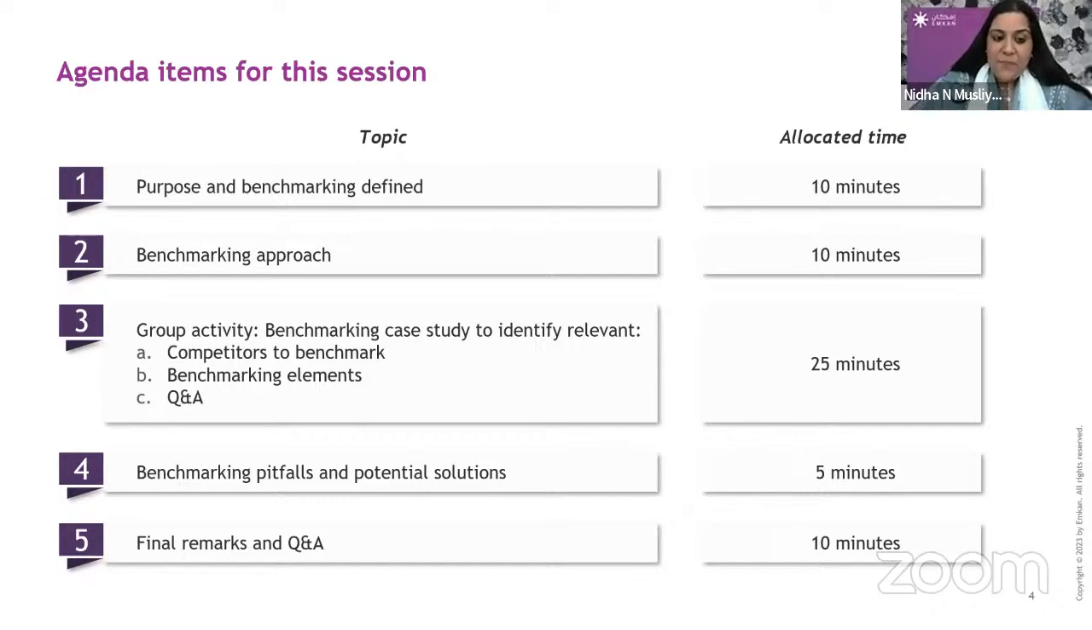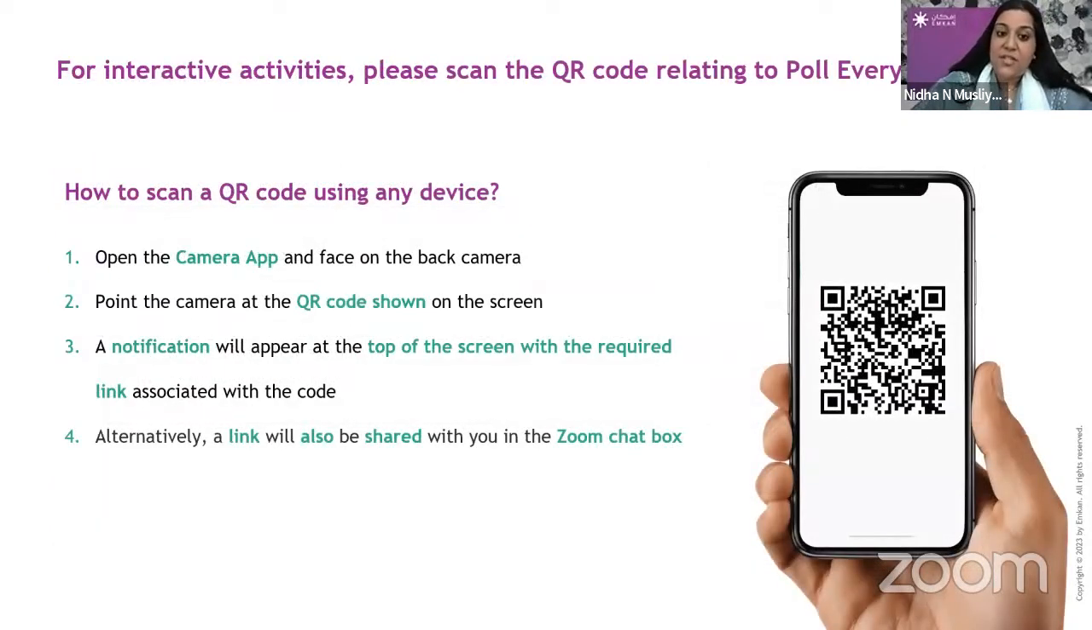Okay, next slide. So we want to make this session as interactive as possible. And so we seek your input, we seek your questions. So please have your camera ready. When the QR code appears, you just need to scan the QR code, and then you will be able to enter your answer. My colleagues will also be sharing the link in the Zoom chat box. So in case the QR code does not work for any reason, please refer to the chat box and you can click on it and then enter your responses.